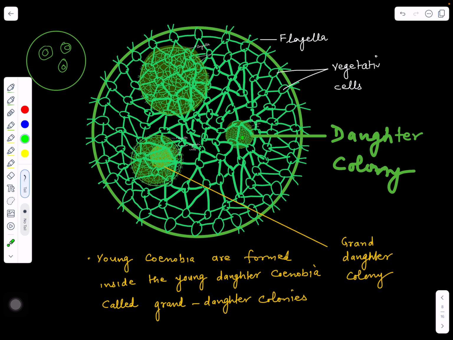These are the daughter colonies. I can change the color just to make it clear. So this is the daughter colony, and inside we can see the granddaughter colony. This is how asexual reproduction takes place. Now this parent colony will degenerate, and these colonies will get liberated, and they will mature into mature colonies of Volvox. Again they will enter into reproduction. In this way it will multiply to a larger extent. So this is how asexual reproduction helps in the multiplication of Volvox.